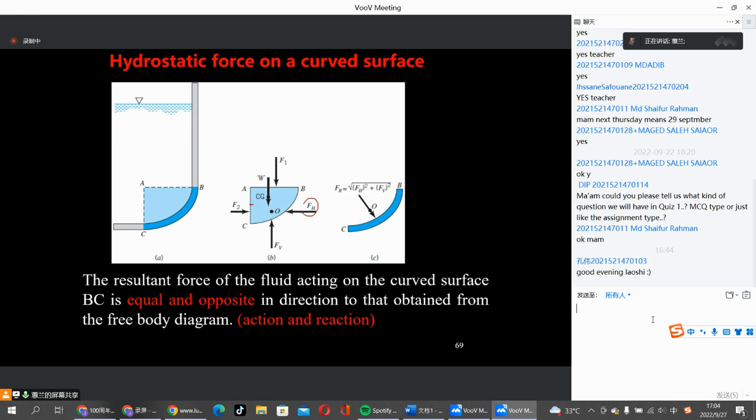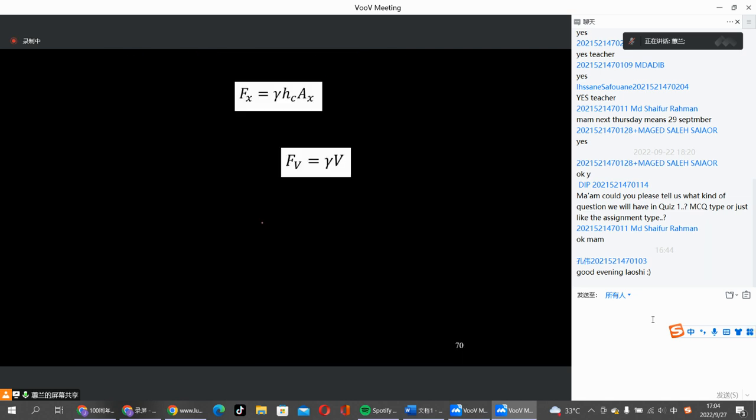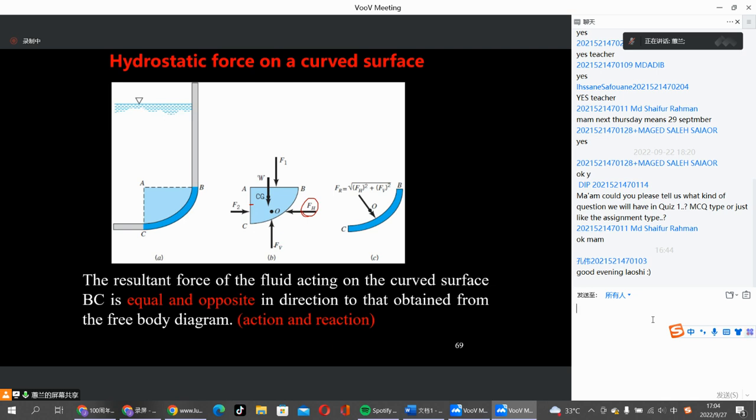After finding the horizontal component of the force by curve BC, we can also find the vertical force component by the curve BC to the fluid volume. What will it be? Again, according to the equilibrium equation, in the vertical direction, we should have F1 plus W equal to Fv, right? W is the weight of the fluid volume.